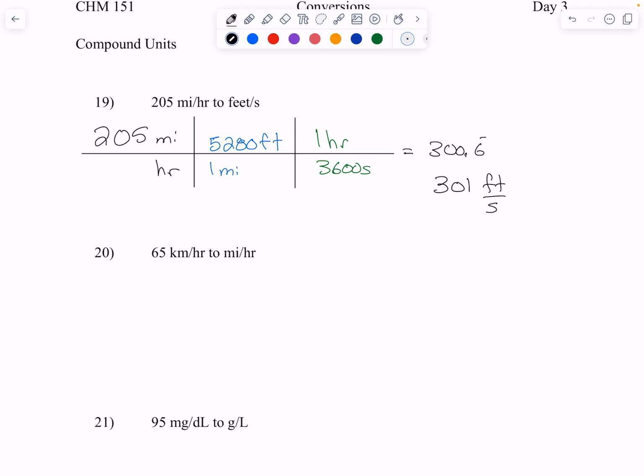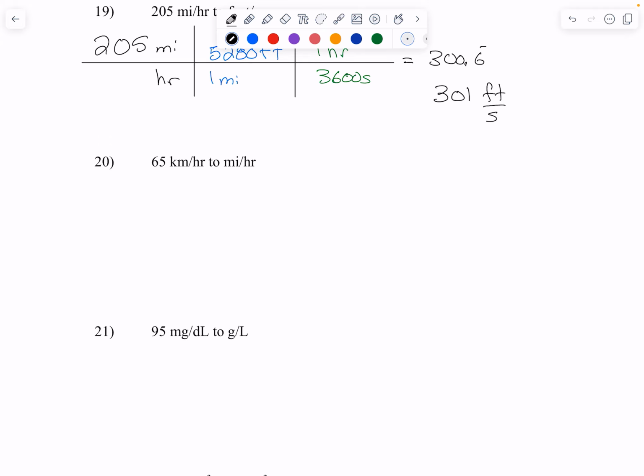That's fast, right? Think about that. 300 feet is a whole football field from goal line to goal line. You're going that fast in a second. That is fast, right?